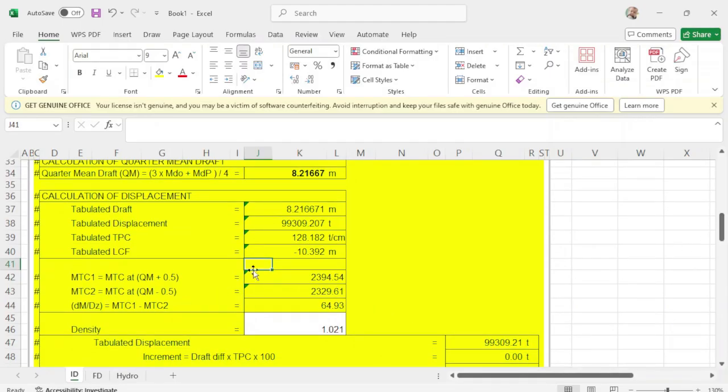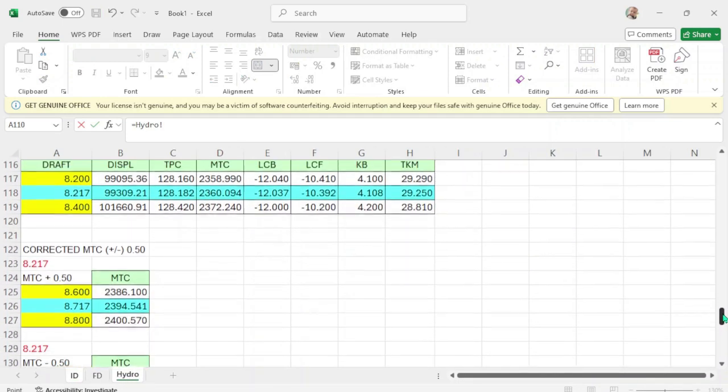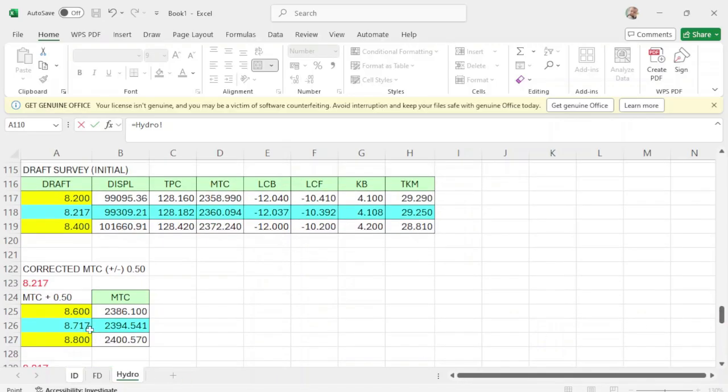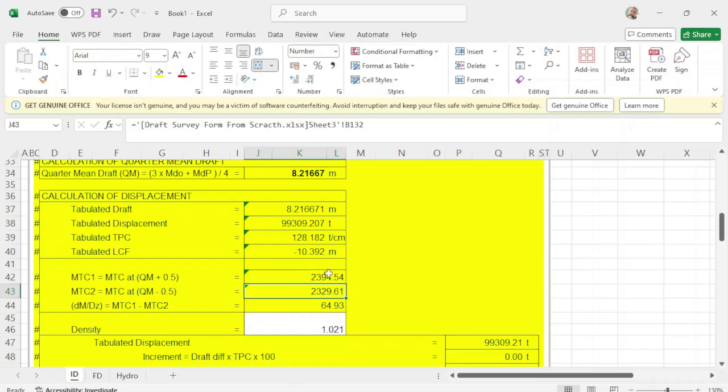Okay. Now we go to the LCF, which is plus 50 or minus 50. So this is plus 50. You put here equals. You go to the hydrostatic table and look for the MTC, which is plus 50. Okay. So 8.217 plus 50, that will be 8717. So you click this one and enter. It will go here.